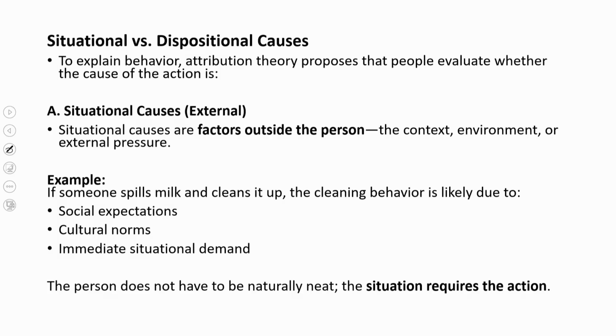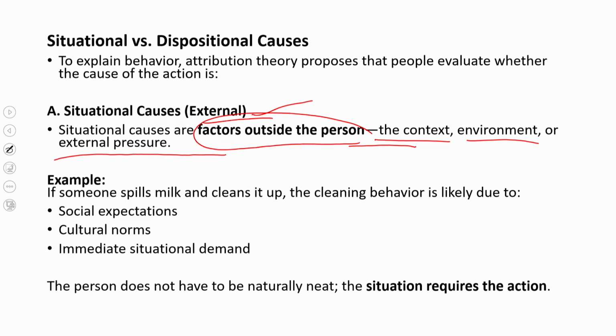So, to explain behavior, people evaluate whether the behavior is coming from situational causes, which are called external reasons. Situational causes are factors outside the person. So, it is not within the person, it is outside the person. Maybe the person is behaving because of the context, because of the environment, because of external pressure and so on. Example, if someone spills milk and cleans it, the cleaning behavior is likely because of social expectation, cultural norms, the immediate situational demand. So, this is a situational cause.